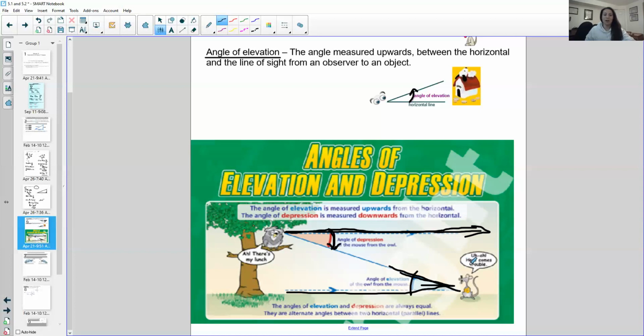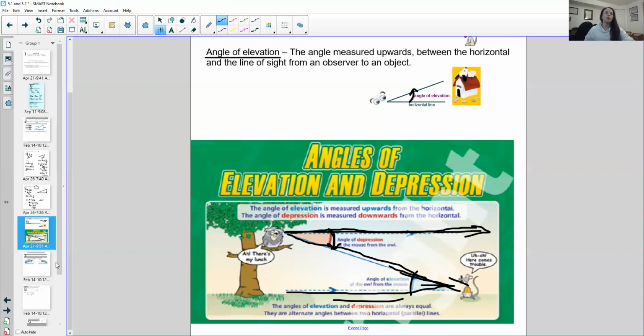Now, if you are comfortable with the math that you learned in grade 9, hopefully you remember some of your parallel line theorems. This gives you a Z pattern. So this angle of depression does end up equaling this angle of elevation. If you're drawing your diagrams, please try and keep this little owl and mouse in mind, and hopefully your answers will come out the right way.